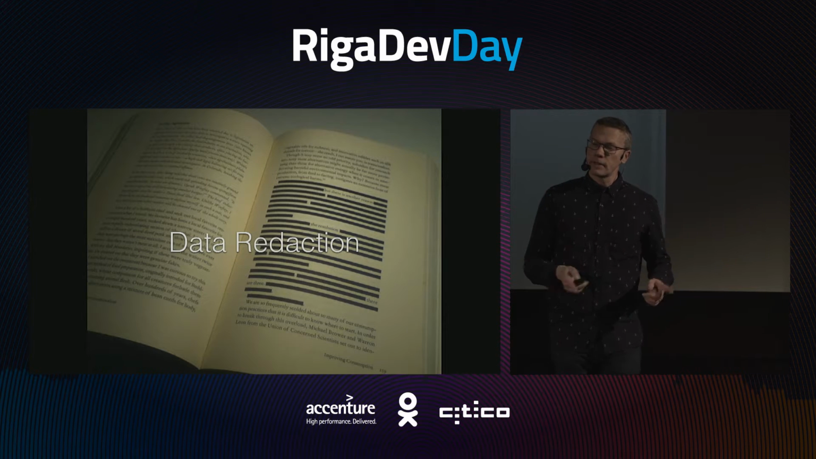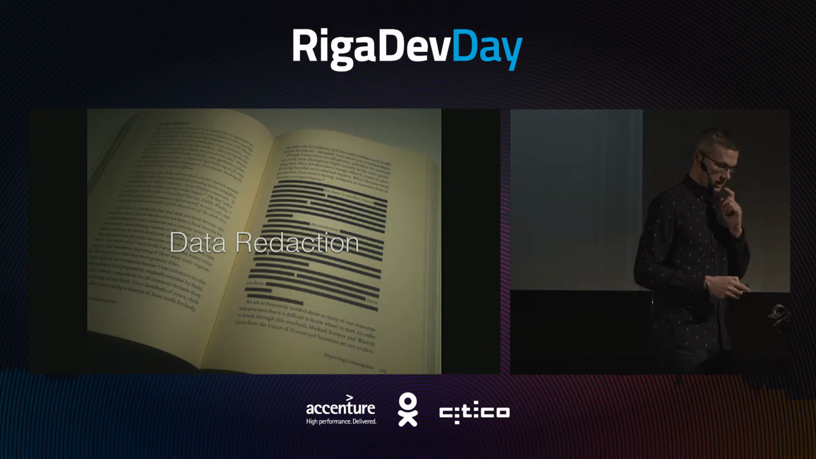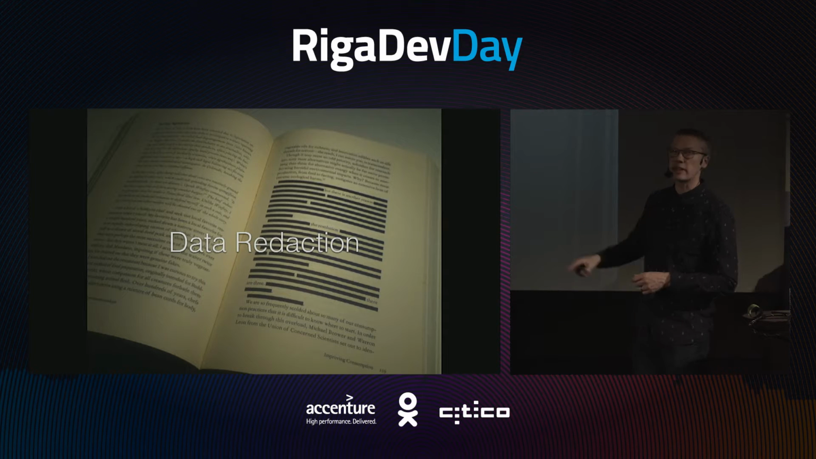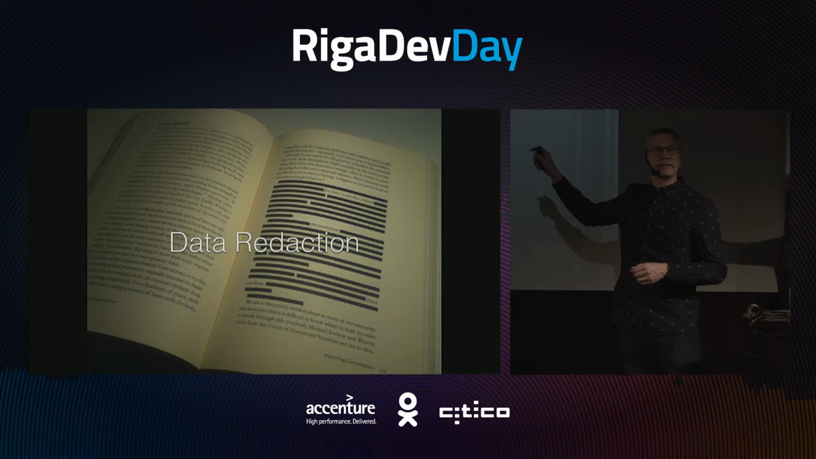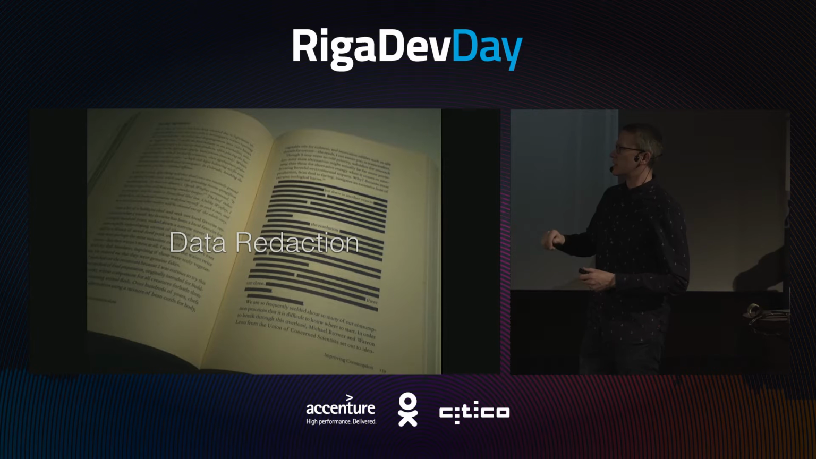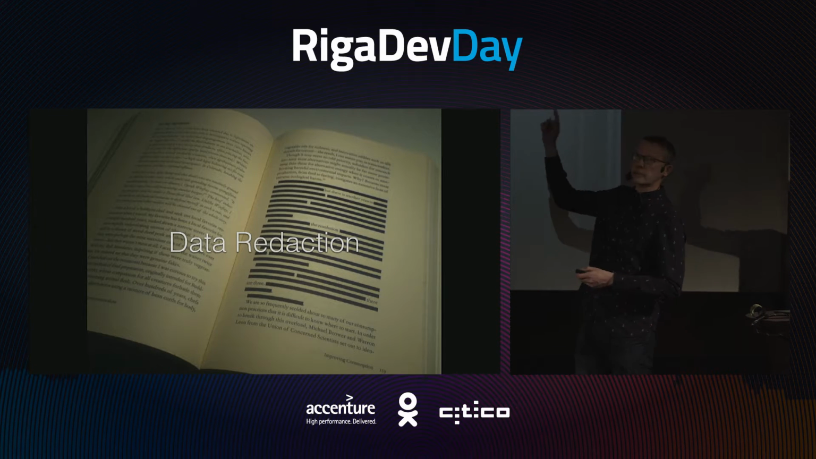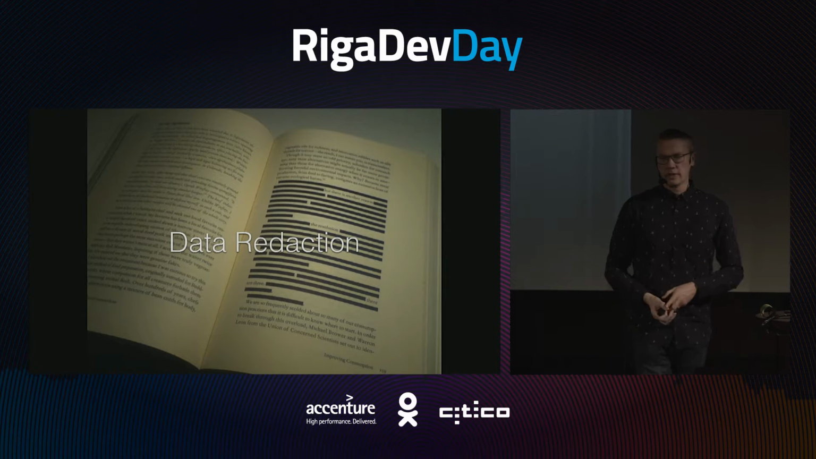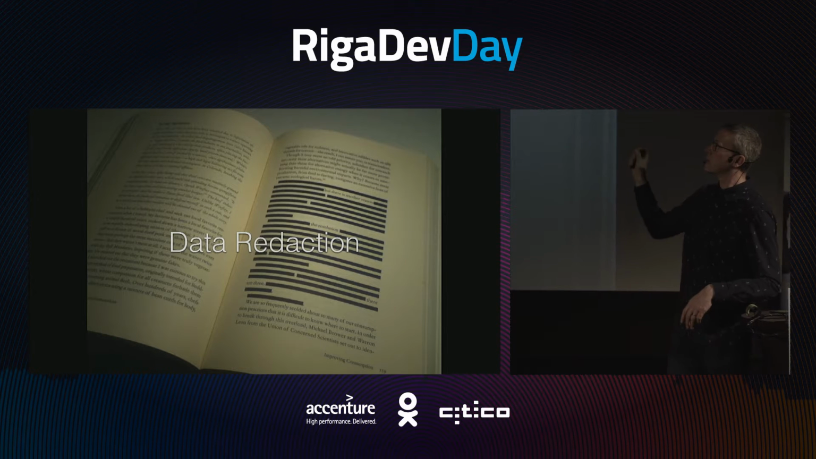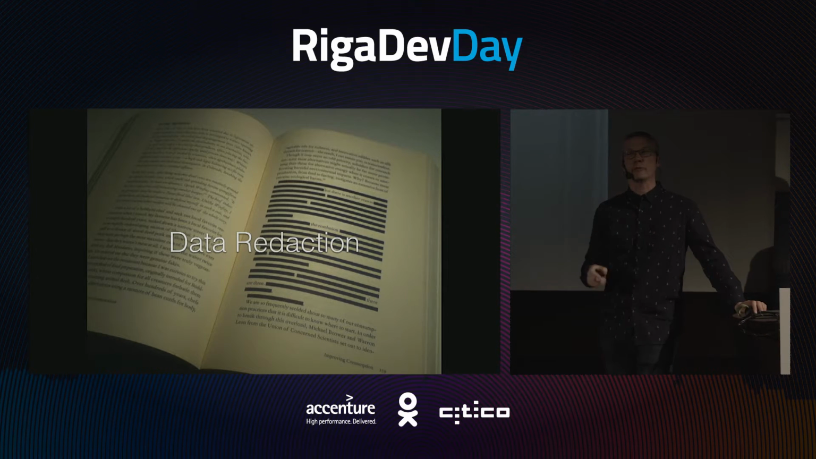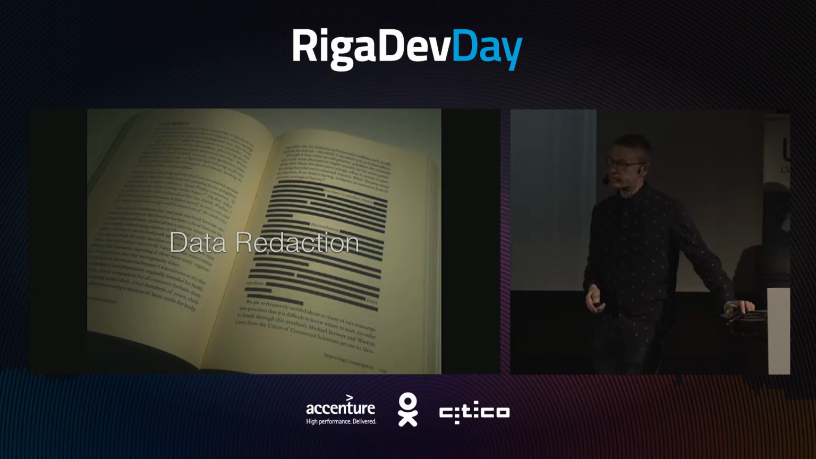Data redaction. This image is actually from a book that was printed like this. The author wrote the book, and the editor said you've got to take this out. He said no, I'm not going to take it out. So they actually redacted it. They hid the information, so it was printed like this.